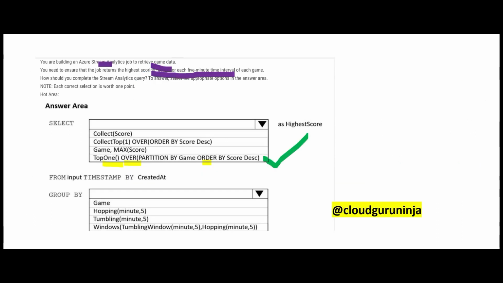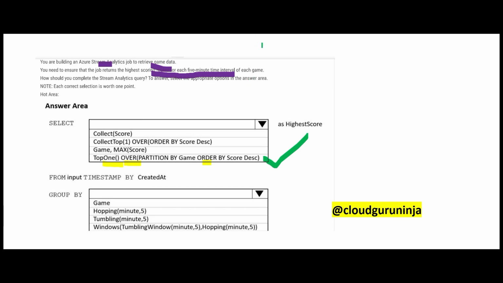TOP 1 gives you the highest-ranked value, while MAX gives you the maximum value, not the rank. If you score 100 points, you are rank 1. If you do a MAX on rank, 1 would be the lowest and 100 the highest, so it would show the last person, 100. You don't want that, you want the first person. So that's why TOP 1 is our answer. Now let us look at GROUP BY.